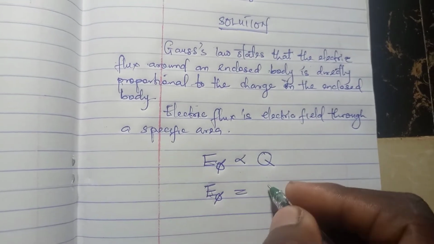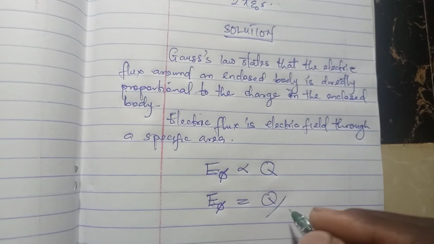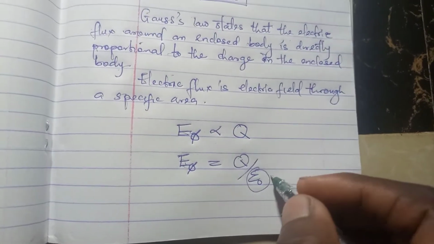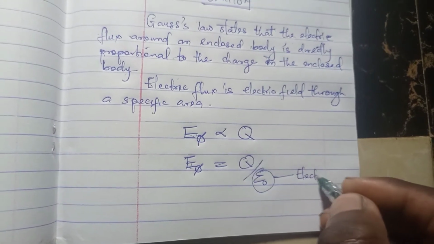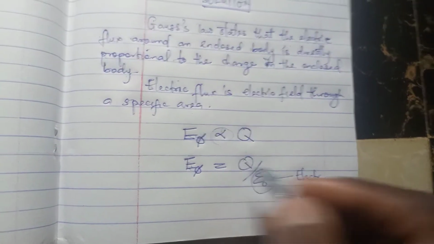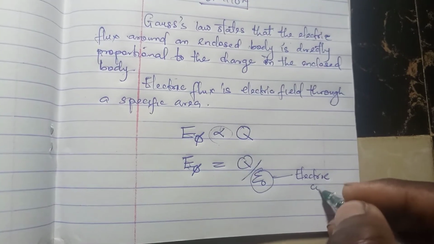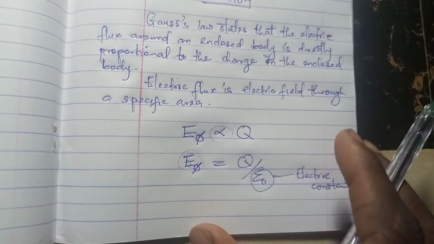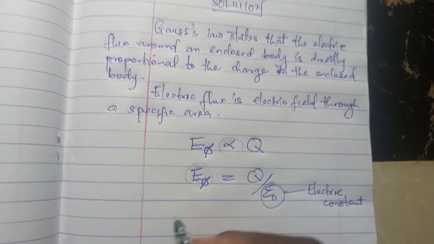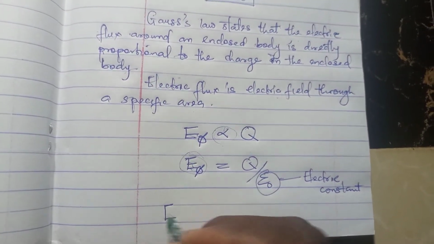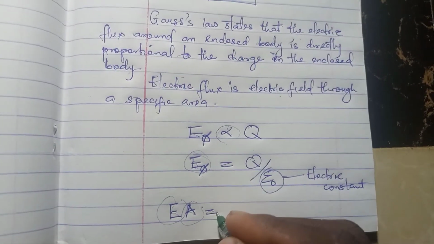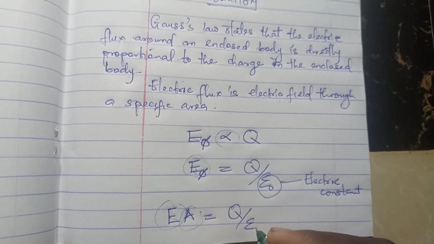It will now be equal to Q over E naught. This E naught you are seeing here is the electric constant. So we have removed the proportionality symbol, and we're changing it to equal to, because this is the electric constant. Now if we properly write it, we interpret electric flux as electric field through a specific area, so we can write electric flux as EA. This is electric field, this is area. So EA equals Q over E naught. That is where we are now.